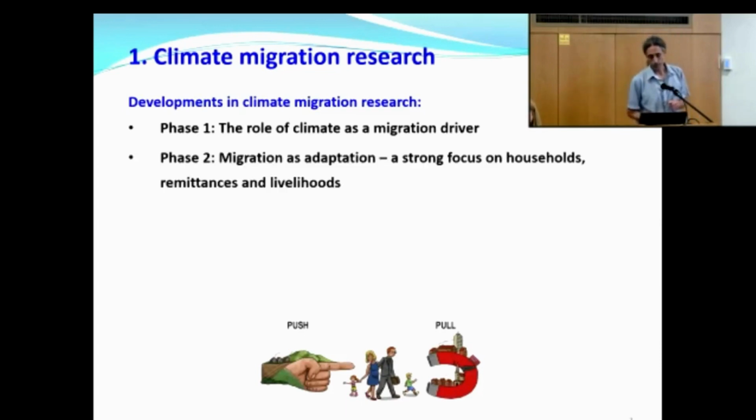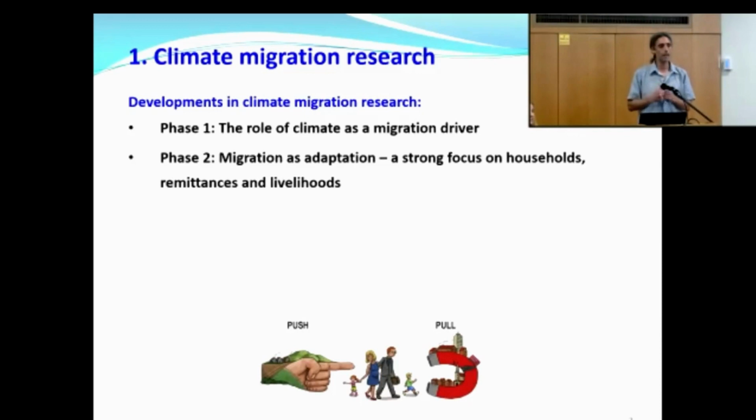The second phase is migration as adaptation. What does adaptation mean? Adaptation is an action that you can take to reduce your vulnerability. Vulnerability is your propensity to be adversely affected, so basically the factor that leads to negative impacts on individuals, households, and other entities when a climate event happens, for example a flood or drought. And adaptation is a strategy that people can use to reduce their vulnerability.